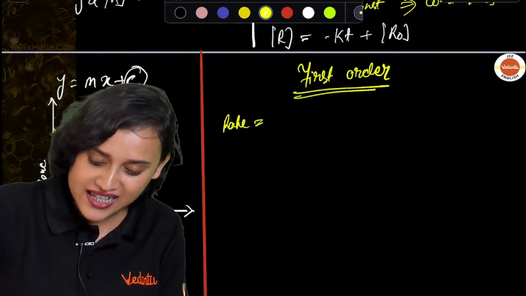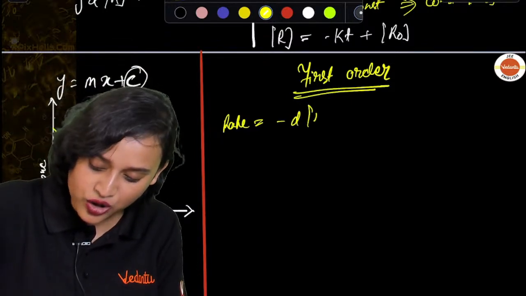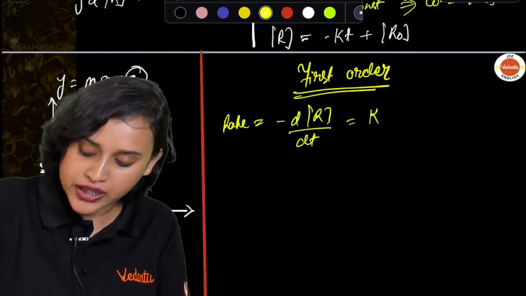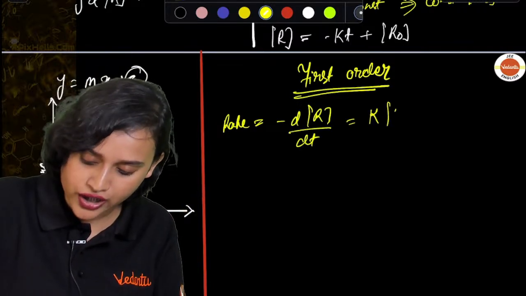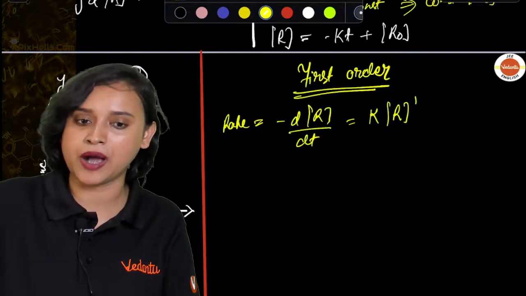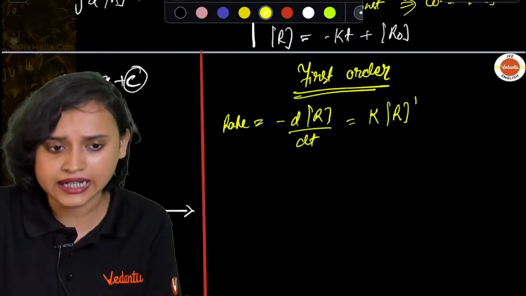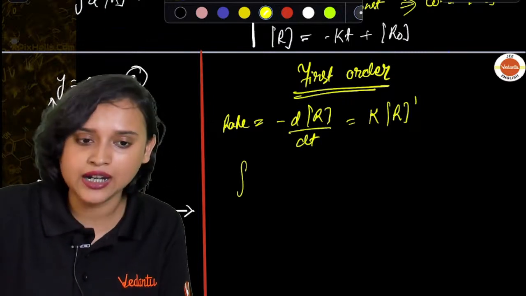Chalo. Rate is equal to minus dR divided by dt. Everybody agrees? Now because we are doing it for first order, I can write it as k R to the power 1. Correct? Now I'm going to integrate. So when I integrate, what will I get?